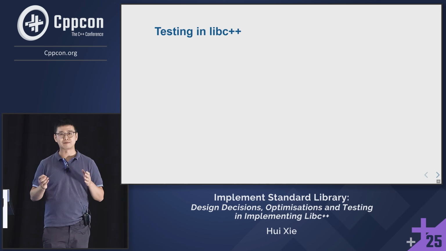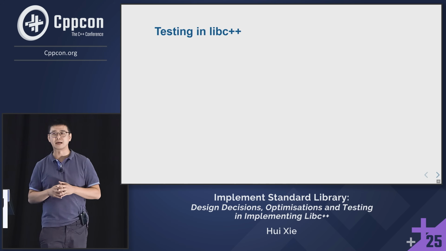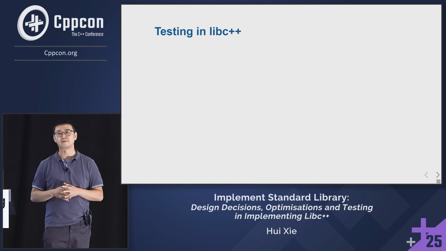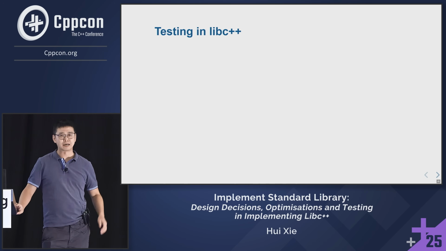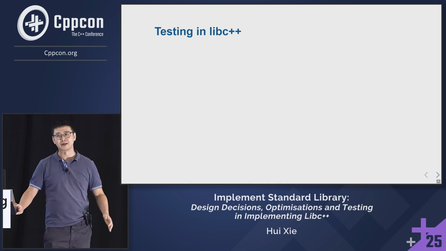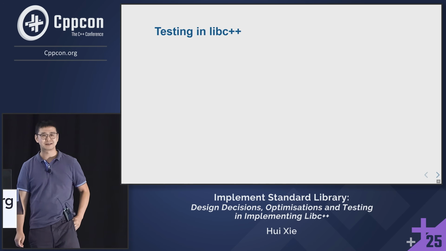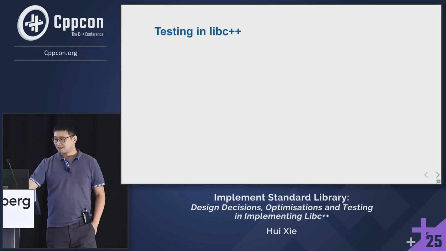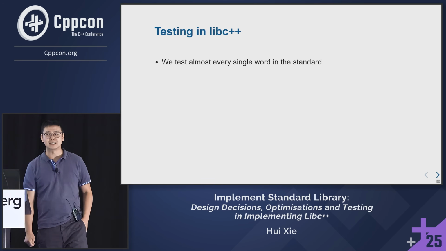And sometimes if you have a bug, and if you need an ABI break to fix it, we might opt to just live with the bug forever, because the cost of changing the ABI is way higher than just having a small-impact bug. And that's why we test almost every single word in the standard.